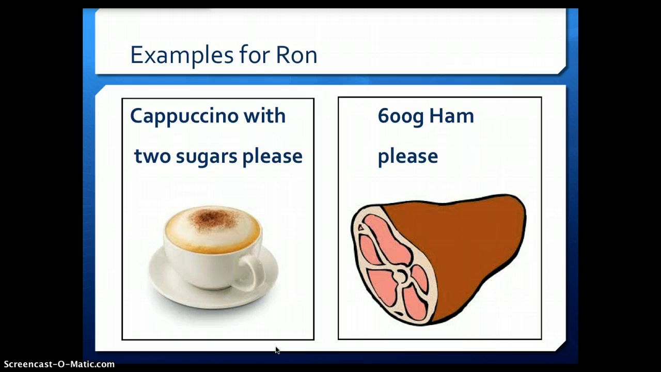So I've drawn up a couple of examples for you. Ron likes cappuccino with 2 sugars, and also he often orders some ham from the deli. So these are the types of cards. You can see the writing is clear, the message is short, the picture is clear as well. So that's the type of cards that you could make up.